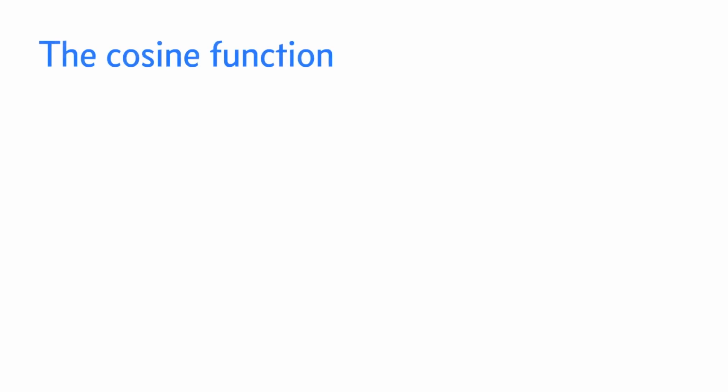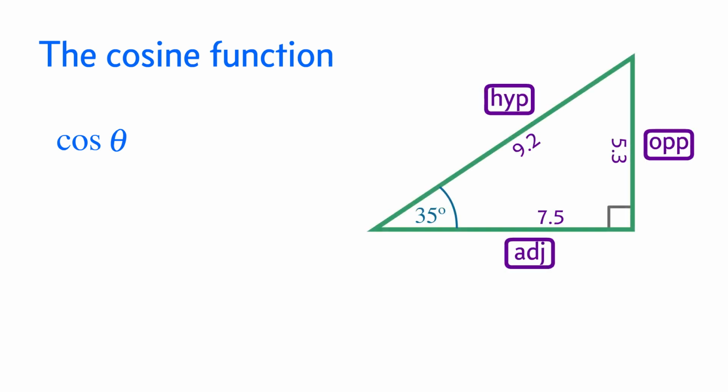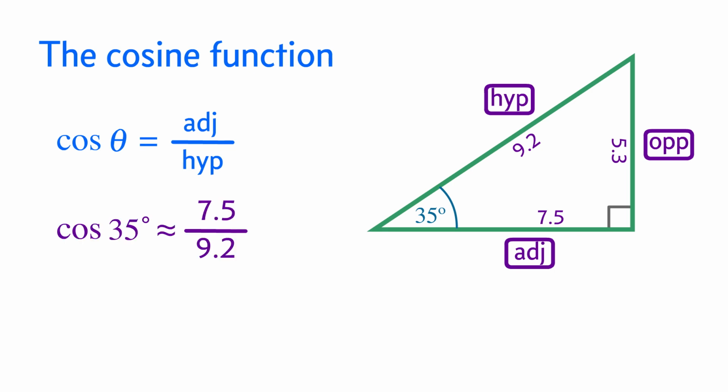We have 6 trig functions to define. We've only done one so far. Our second one is called cosine, written COS for short. Its output works similarly, but it's defined by taking the length of the adjacent side and dividing that by the length of the hypotenuse. So using the triangle from our same example, we would estimate that cosine of 35 degrees is about 7.5 over 9.2, which comes out to be approximately 0.82.